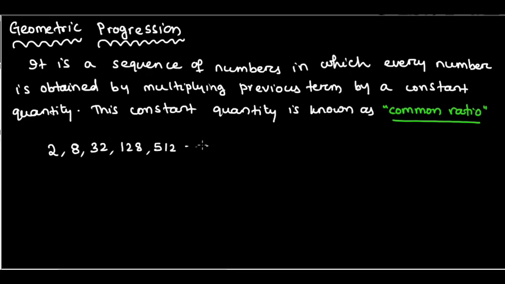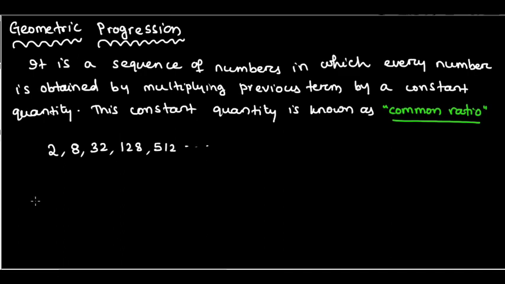So the difference between AP and GP is, in AP to obtain a given term we have to add the common difference with the previous term, but in case of GP, to obtain a given term we have to multiply the common ratio with the previous term.